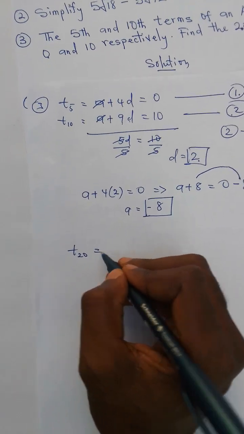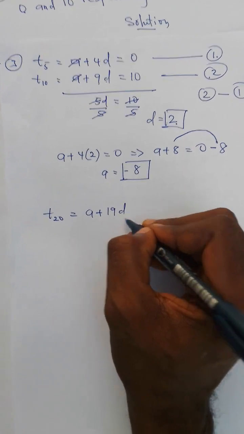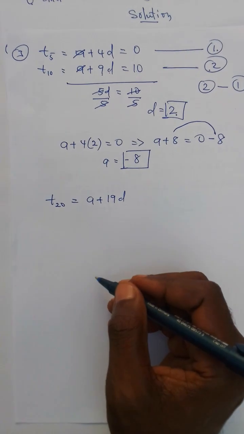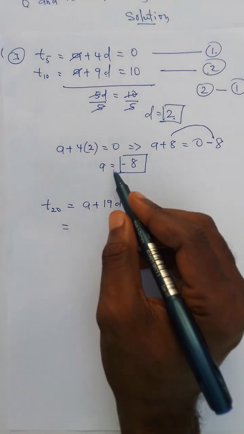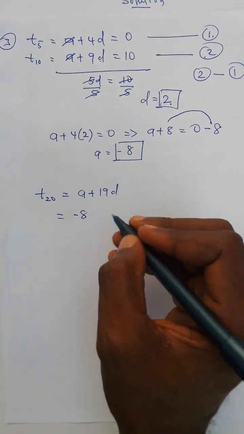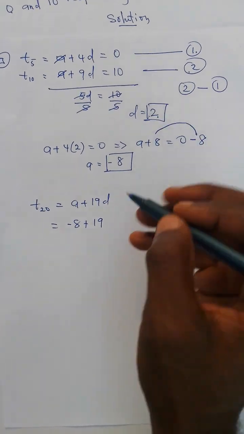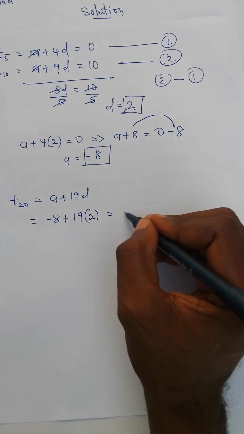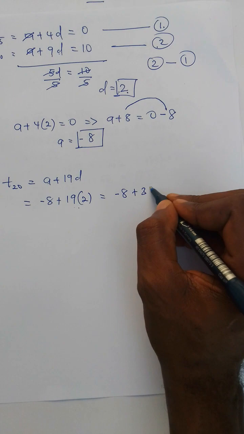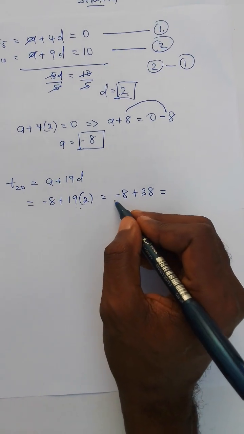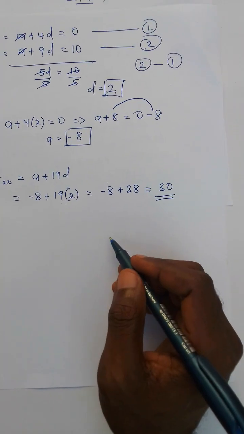Now, since we know the first term and the common difference, we can find the 20th term. So the 20th term is equal to A plus 19D. That's the 20th term. Okay? Now, this will be equal to the first term, which is A here, minus 8, plus 19D. D is 2. So we can say 19 times 2. So this will give us minus 8 plus 19 times 2, which is 38. So that will give us minus 8 plus 38, which is equal to 30. So the 20th term is 30.